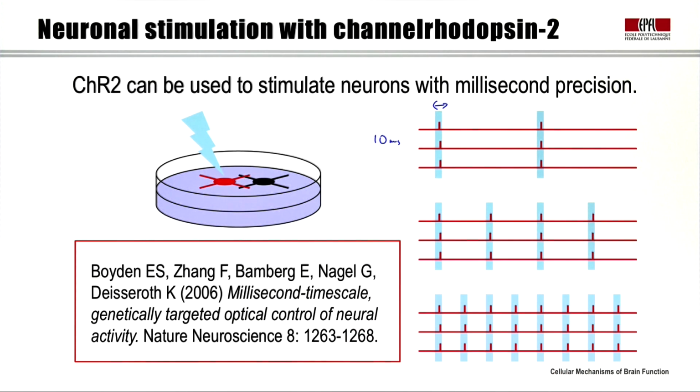Every time there's a blue light flash, an action potential was driven in these neurons. And they found that they could drive the neurons at different frequencies. So they could stimulate at 5 hertz, at 10 hertz, and even at 20 hertz. And they could reliably drive action potential firing with every blue light flash.